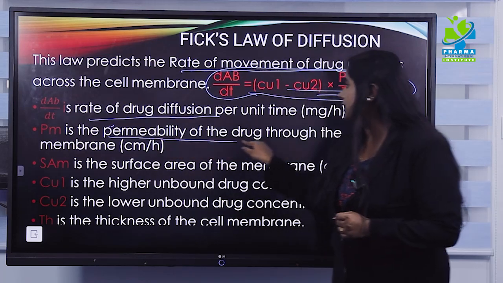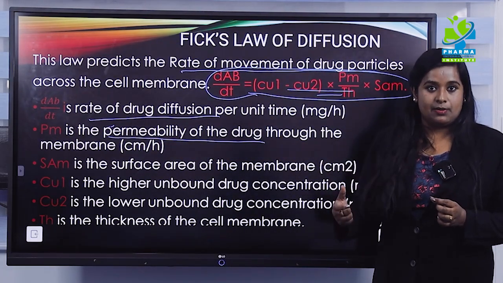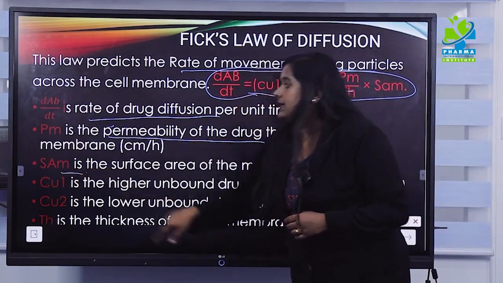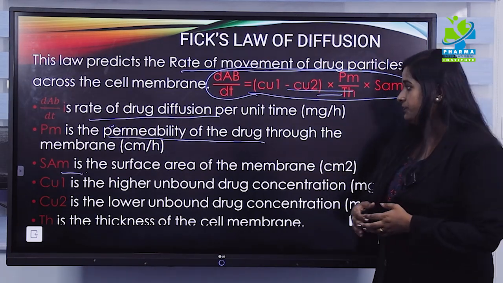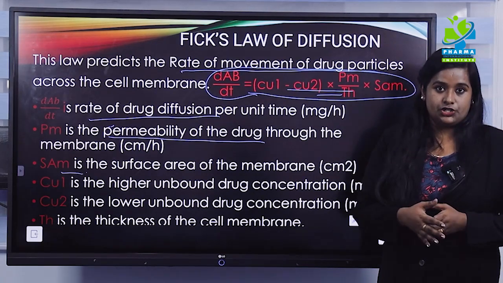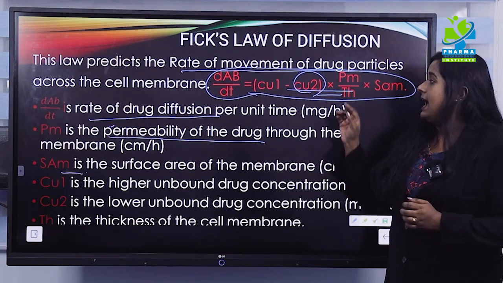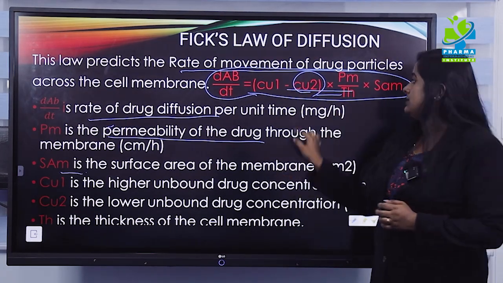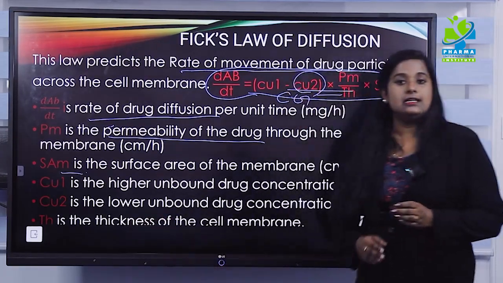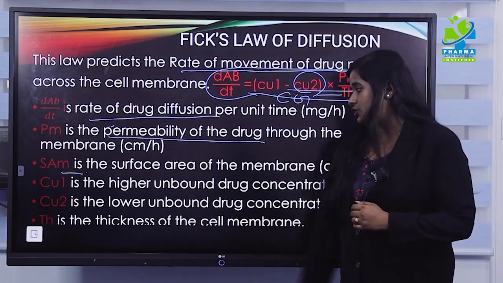Pm is the permeability of the drug through the cell membrane, that is how fast a drug crosses the cell membrane, that is termed as the permeability of the membrane. Then SAM is the surface area of the membrane. Coming to the Cu1 and Cu2, Cu1 is the higher concentration of the drug molecule, and Cu2 is the lower concentration of the drug molecule. And the difference of Cu1 minus Cu2 is the concentration gradient. And thickness is how the cell membrane is, whether it is thick or thin, that is the Th.